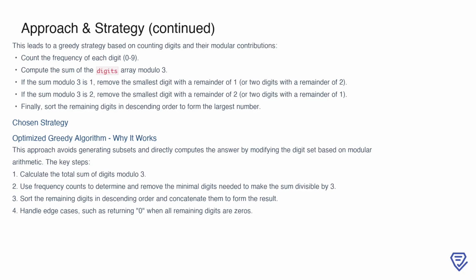Similarly, if the sum modulo 3 equals 2, we remove the smallest digit with a remainder of 2, or 2 digits with a remainder of 1. Once the adjustments are made, the remaining digits are sorted in descending order to maximize the resulting number. This strategy not only avoids the inefficiencies of brute force but also ensures correctness by systematically adjusting the digit set. Finally, special cases, such as when the remaining digits are all zeros, are handled by returning a single zero as the result. This optimized greedy algorithm is both efficient and easy to implement, making it a robust solution.